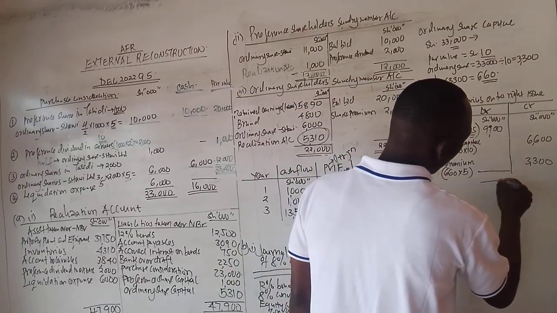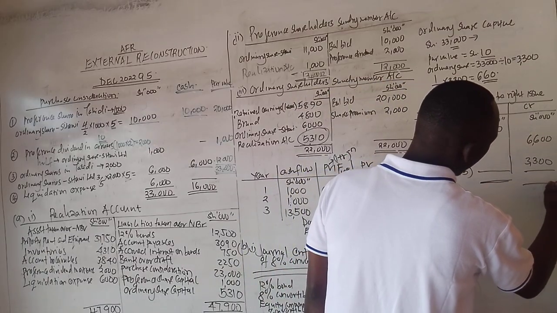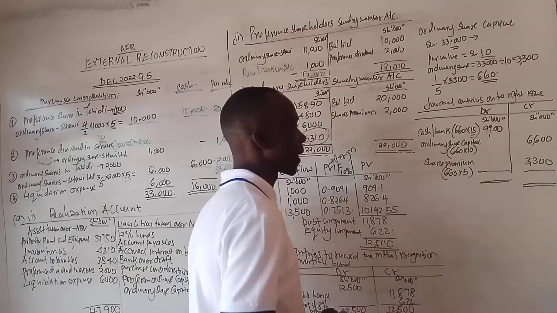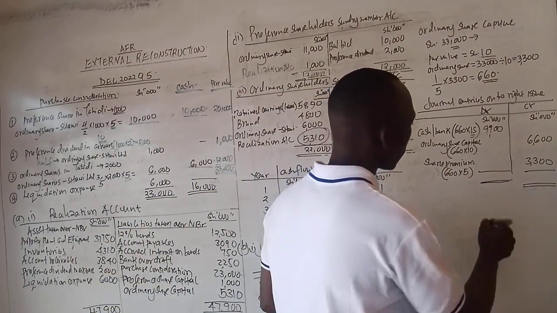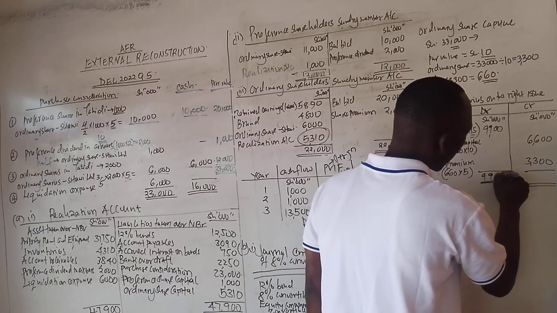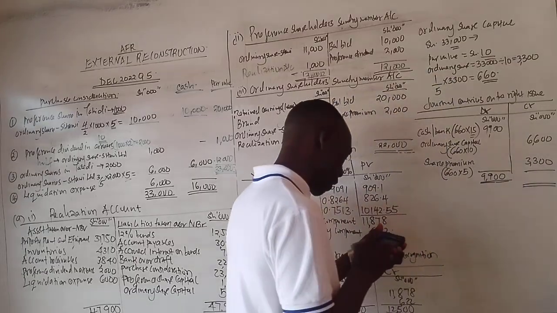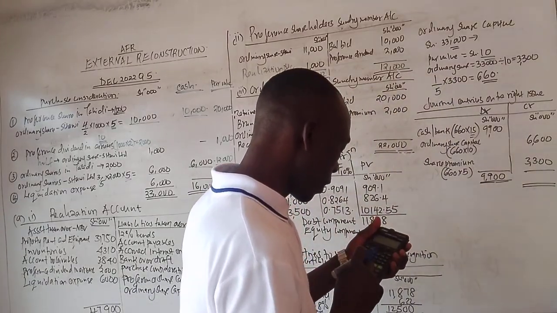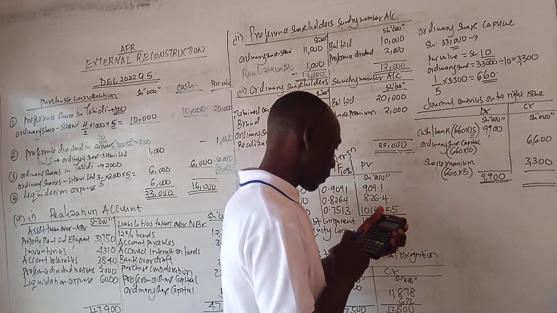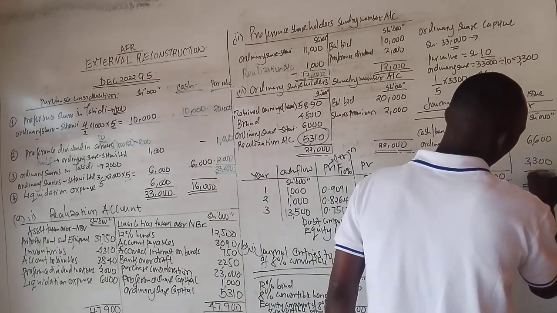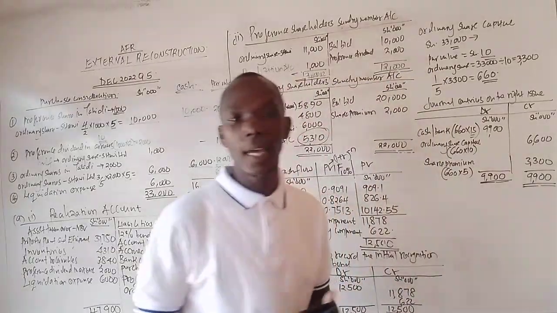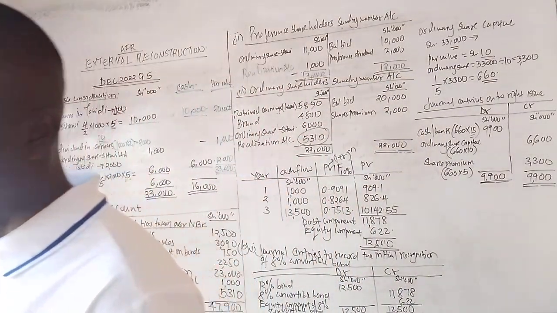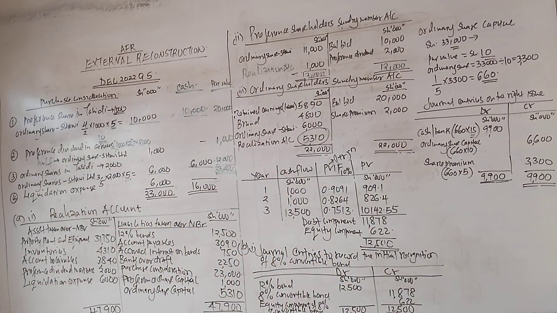3,300. So let us see the debit and the credit side. In this case, it will be 9,900. Then this one we take 6,600 plus 3,300. So it is okay. We are done with part B.